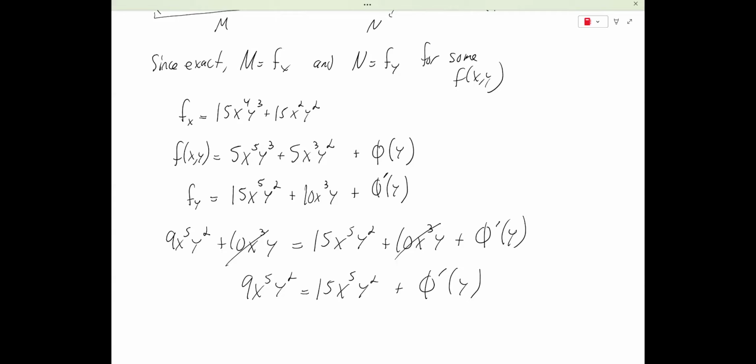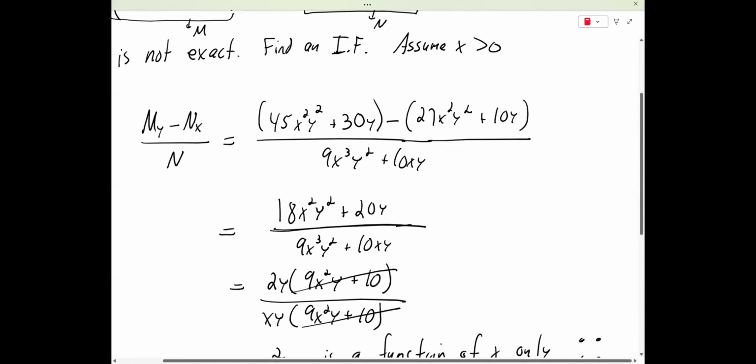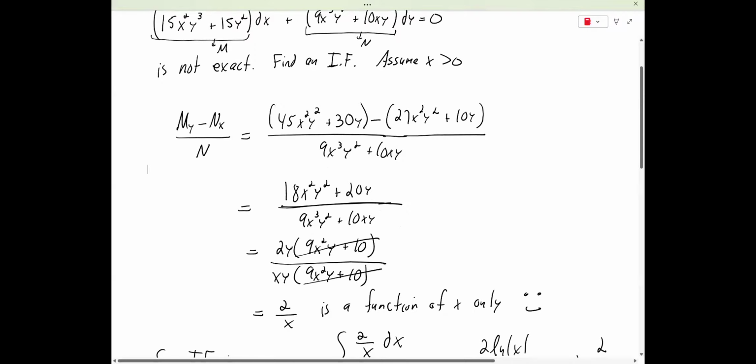I thought they were canceled, but not as long as this is over here. I may have miscopied something. Let me go back and look at this carefully. 15x squared y cubed, that was the original. Let me make sure I copy that: 15x squared y cubed, 15y squared, 9x cubed y squared, 10xy. And we did the exact thing, right? And we got this as our integrating factor.